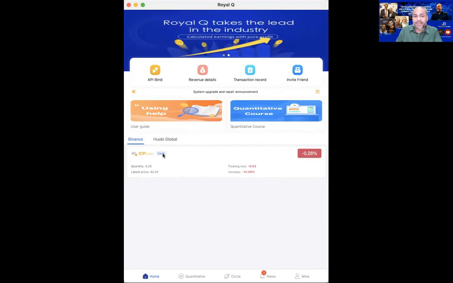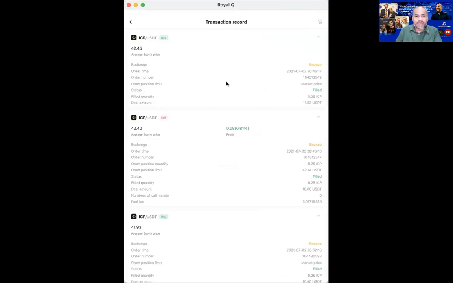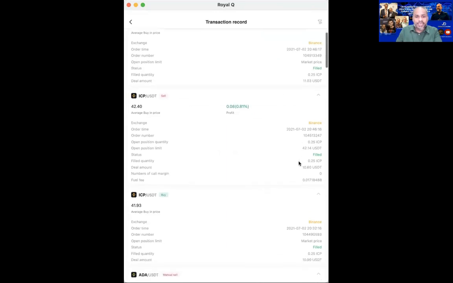because I'm using cycle. If I look into my transaction record, I can see the detail over here. You can see the profit here. I have just made 0.81% for this trade. Why? Because I set at 1.1%. So the best for you is to set at 1.3%. If you put 1.3%, then you will have at least about 1% profit.